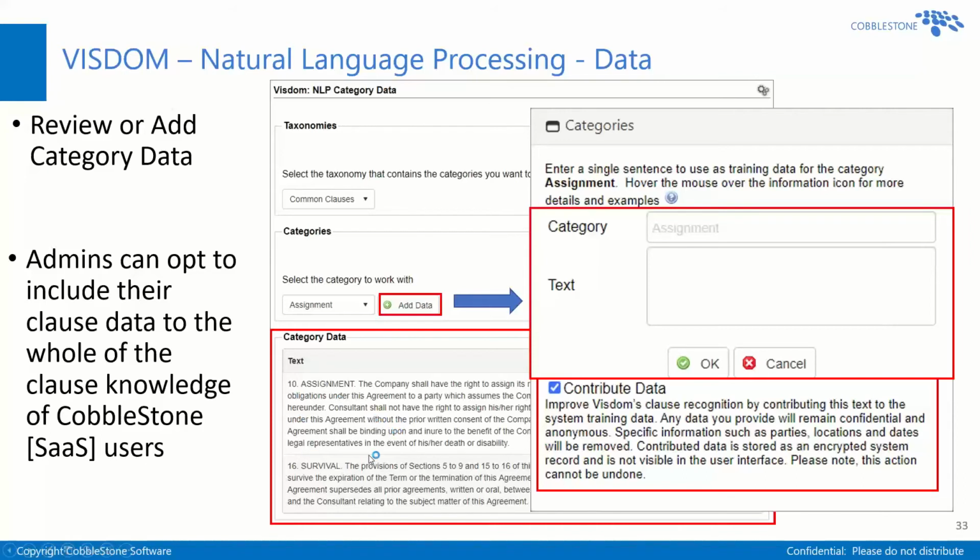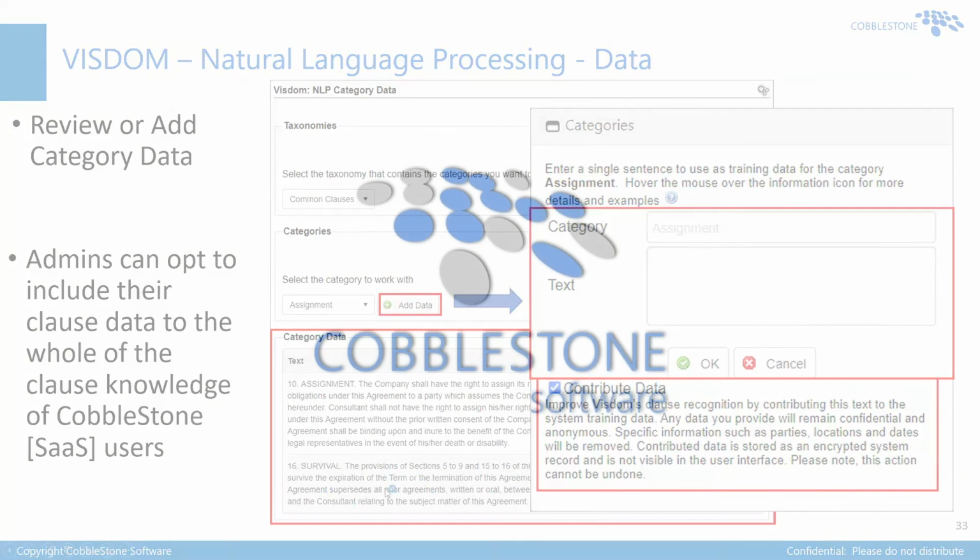Now, as I learned after I had built this, the best way to build category data is not necessarily pasting an entire paragraph or entire clause into the text. What we really want are some core identifying sentences or sentence fragments that are going to help pick that out. So, such as the company shall have the right to assign, that might be the whole thing. Survive the expiration of the term or termination of the agreement. That might be part of an assignment clause as well that's common. So we might cut it down just to that.